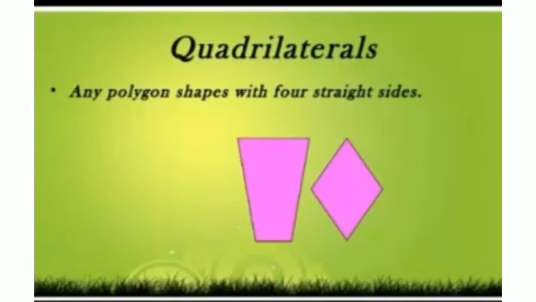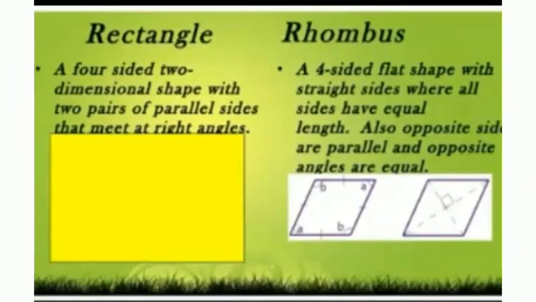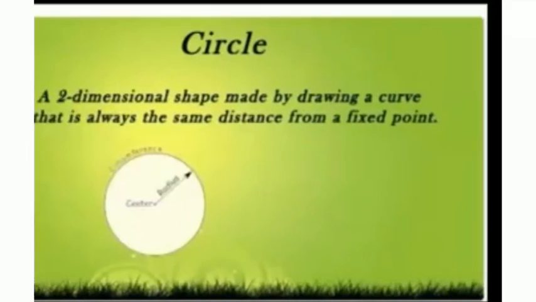Quadrilateral, any polygon with four straight sides, like this. Next, rectangle, a four-sided two-dimensional shape with two pairs of parallel sides that meet at right angles. And next, rhombus, a four-sided flat shape with straight sides where all sides have equal length. Also, opposite sides are parallel and opposite angles are equal.